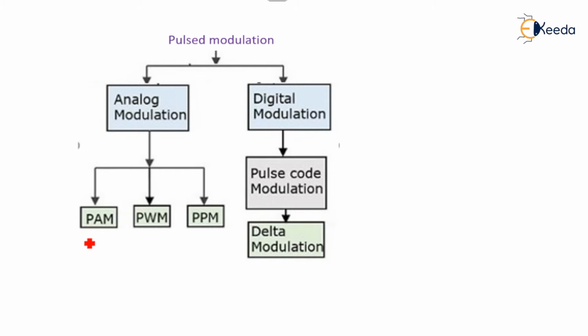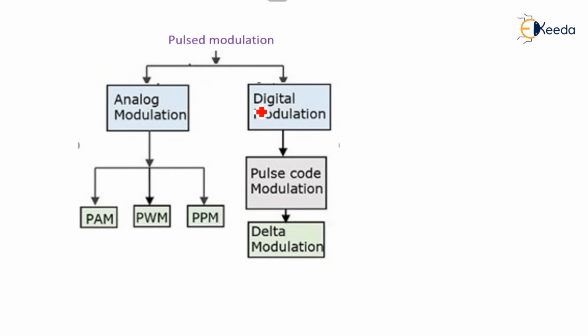In analog modulation, there is pulse amplitude modulation. The definition of pulse amplitude modulation is that the amplitude of the carrier pulses changes in accordance with the amplitude of the modulating signal. Here PWM is pulse width modulation. PWM and PPM are also called pulse time modulation. In PWM, the carrier pulse width will vary according to the modulating signal. In pulse position modulation, the position of the carrier pulses will be changed according to the modulating signal.